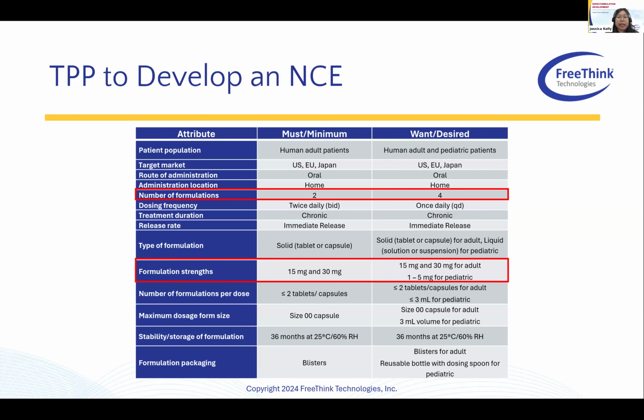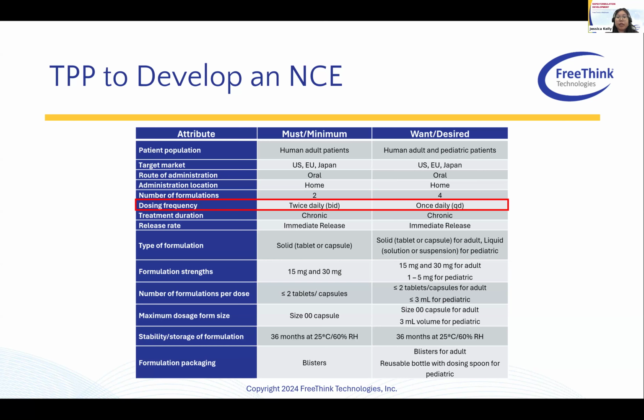So for the number of formulations attribute, we see that we must at least target development of two formulations, but it would be preferable to develop four formulations for motivations such as increased dosing flexibility. And in discussion with the development team, they would also like to develop a low and a high dosage form. So in the formulation strengths attribute, we can see a desire to develop a 15 and 30 milligram dose for adults and a 1 to 5 milligram dose for pediatrics. Here for the dosing frequency attribute, we may discuss having the desire for a once daily product for patient compliance, but if this is not feasible, then we must at least develop a twice daily dose product.